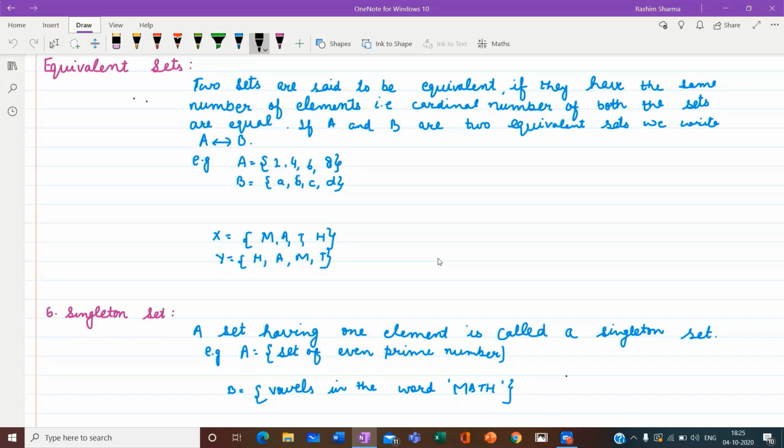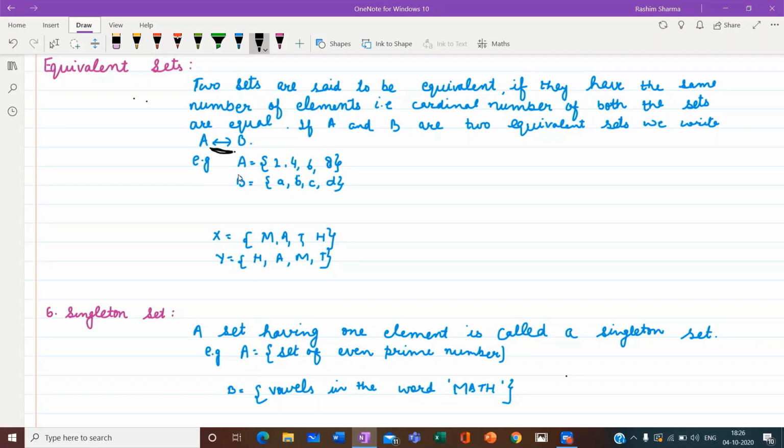Next we have equivalent sets. Two sets are said to be equivalent if they have the same number of elements. It means if the count of elements in both the sets is the same, we will say that the sets are equivalent. That is, the cardinal number of both the sets is equal. If A and B are two equivalent sets, we write A equivalent B. This is the sign for equivalence.